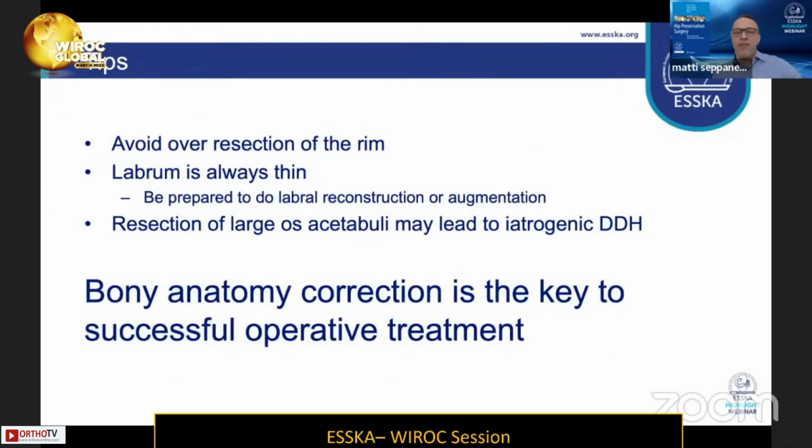So in the end of every chapter, you can see the tips and tricks, how to avoid resection of the rim too much. Labrum is always thin if you do global pincer FAI procedure, so be prepared to do also labral reconstruction or augmentation if there is not enough labrum left after your rim resection. And be careful that you don't resect too much and you don't create iatrogenic DDH. The bony correction is the key.